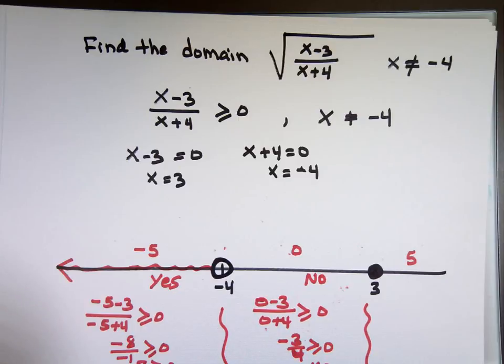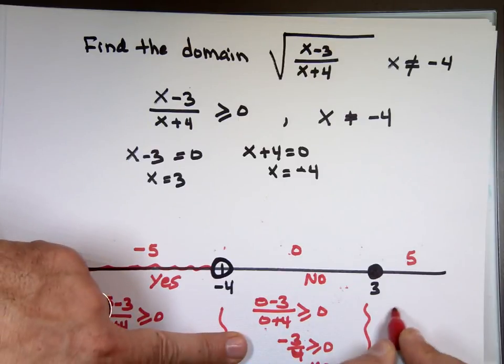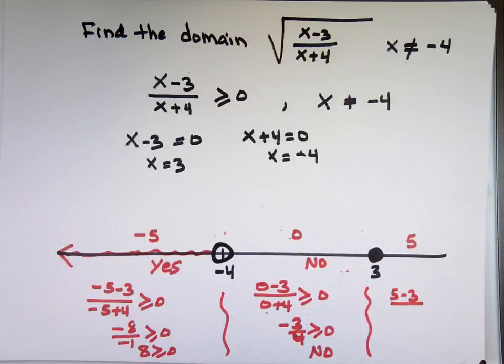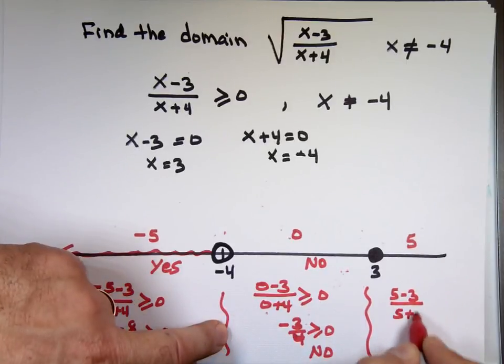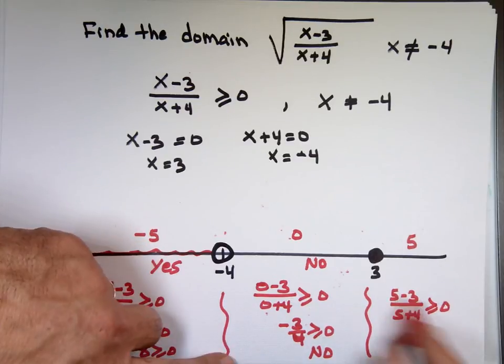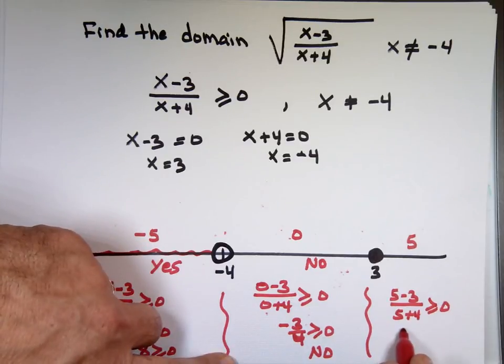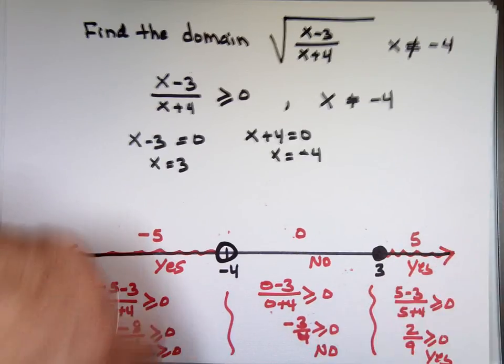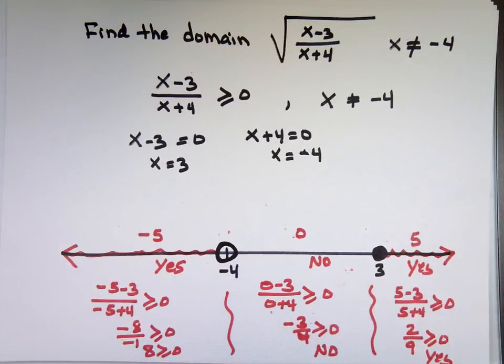What about the 5? 5 minus 3 over 5 plus 4, is that greater than or equal to 0? What do we have here? 2/9. Yep, that's bigger than or equal to 0. That's a yes. That's a solution. So my solution then from where to where?